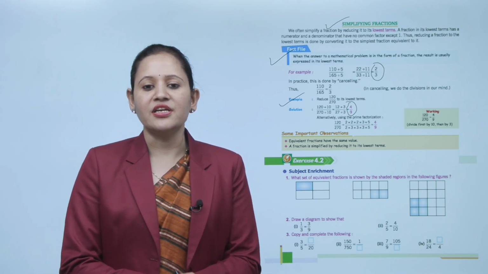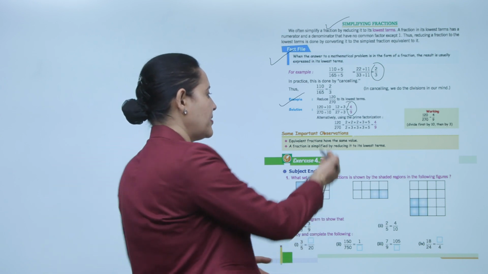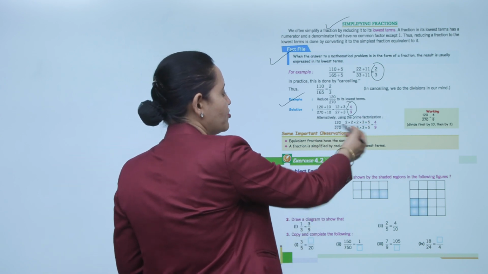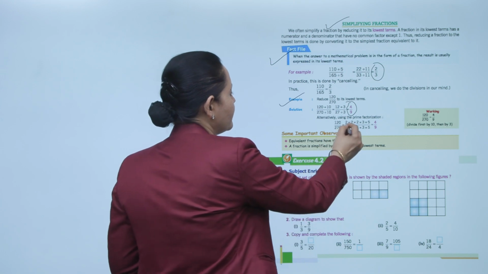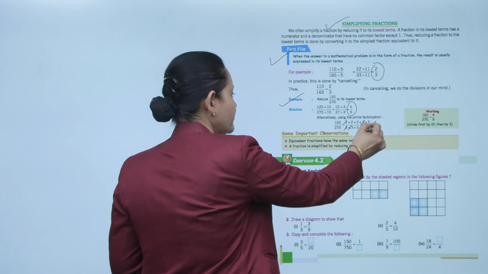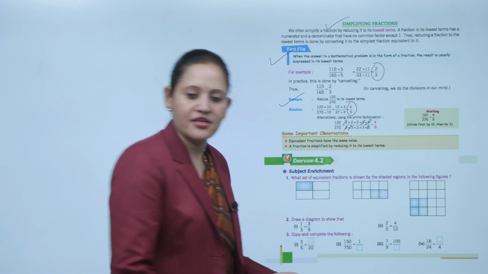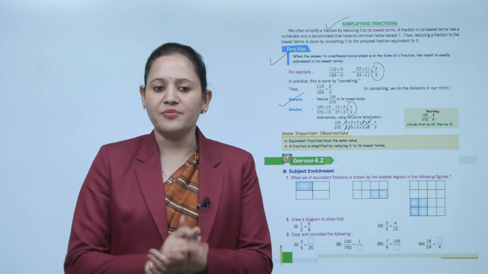Clearly? Alternatively, using the prime factorization method. Prime factorization of 120 and 270 is done. Now, 2 cancels with 2, 3 with 3, 5 with 5, we get 4 upon 9. That is the lowest term.